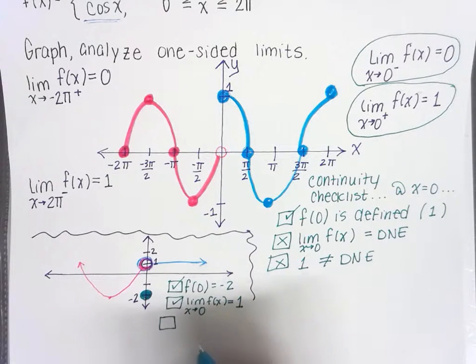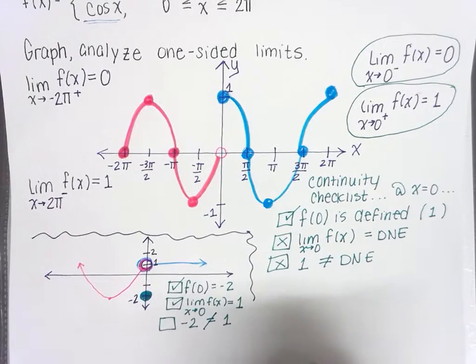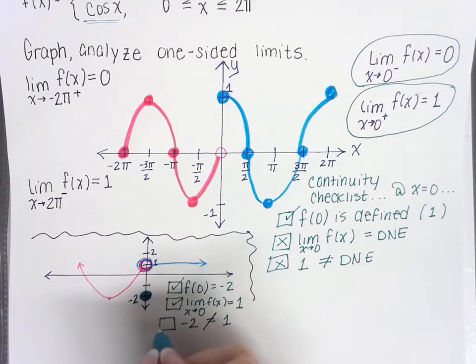The last thing on our continuity checklist basically says that the function value, the output, f of a, f of whatever you're approaching, must equal the limit as we approach it. Does -2 equal 1? The big answer is no. So that's where it fails, so that's why it's not continuous.